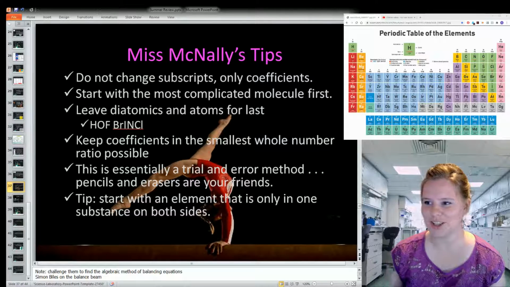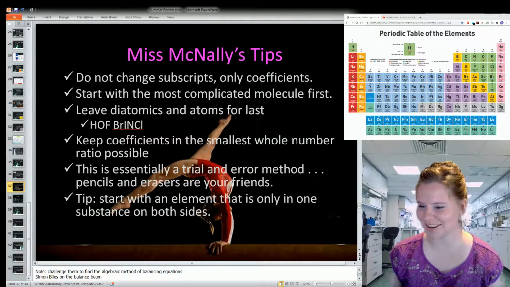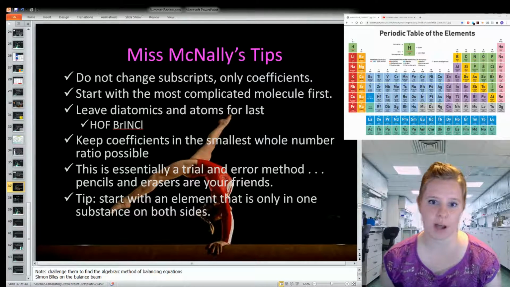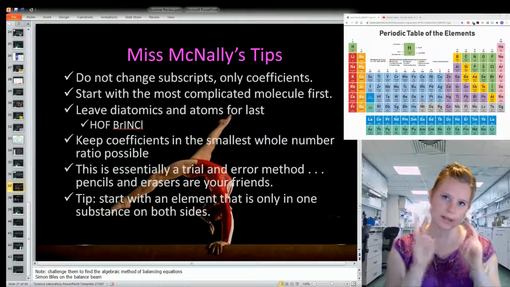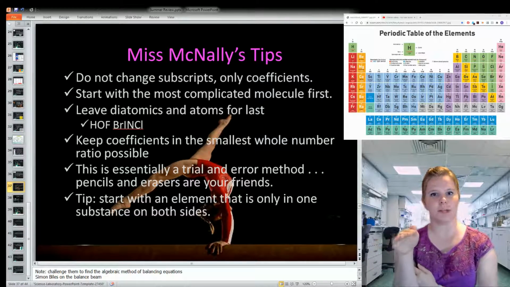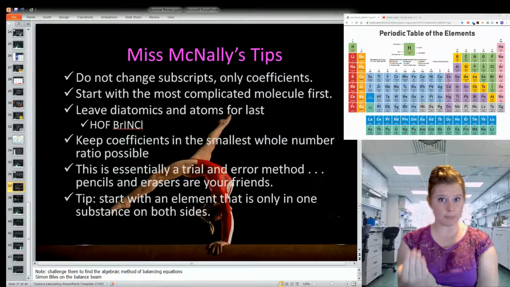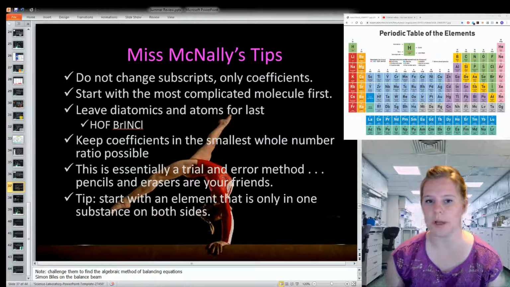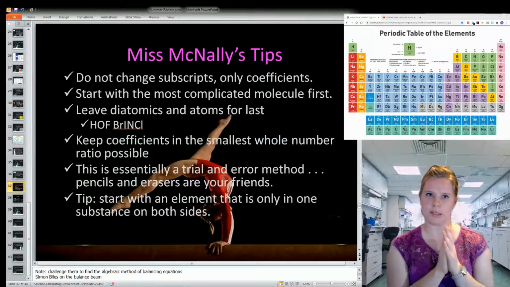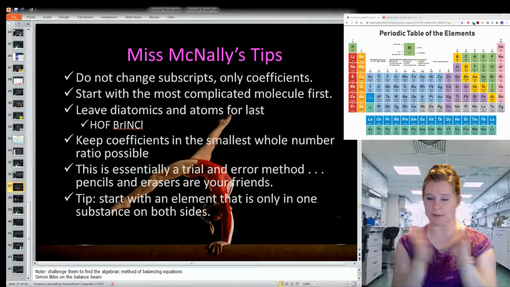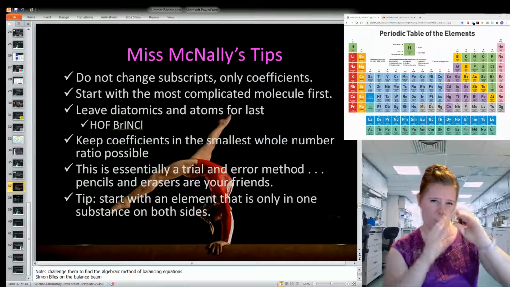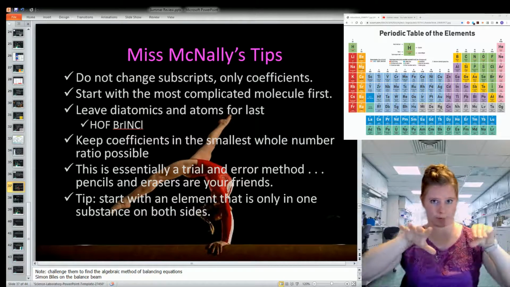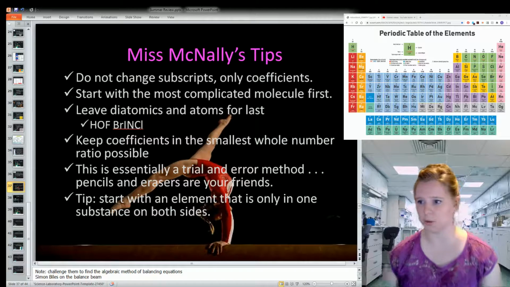I put do not change the subscripts, only the coefficients, all right? Big deal. And me personally, I'll tend to start with the most complicated molecule first. I am using a trial and error method, but some of these tips that I'm giving you will help you reduce the amount of time you spend on one problem and can make it a little bit easier for you to solve. So I tend to start with a complicated molecule because that's the molecule that has maybe multiple types of elements in there. And if you change that one molecule, you're changing a lot of things.